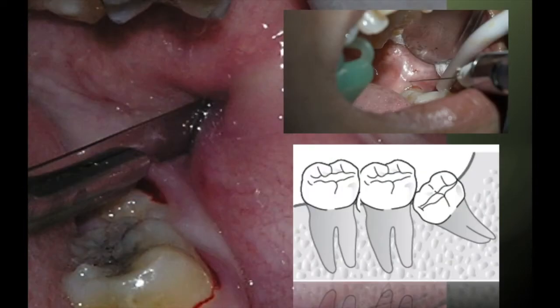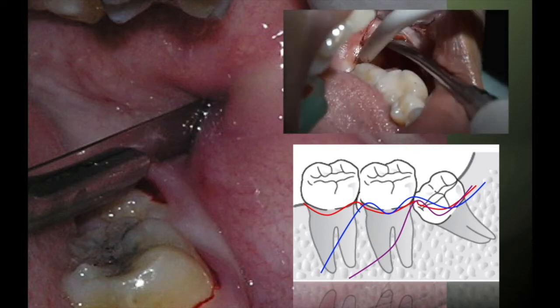Even with a variety of flap designs available to expose the impacted third molar, still all principles have to be followed in terms of flap design. Again, the goal would be to gain access, prevent dehiscence, and avoid flap necrosis.